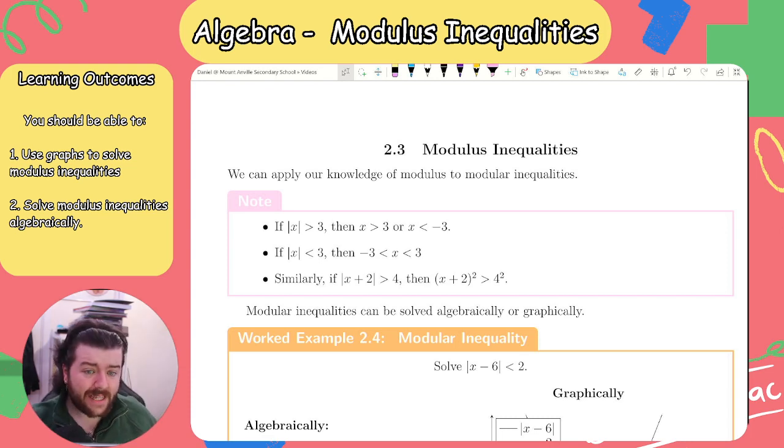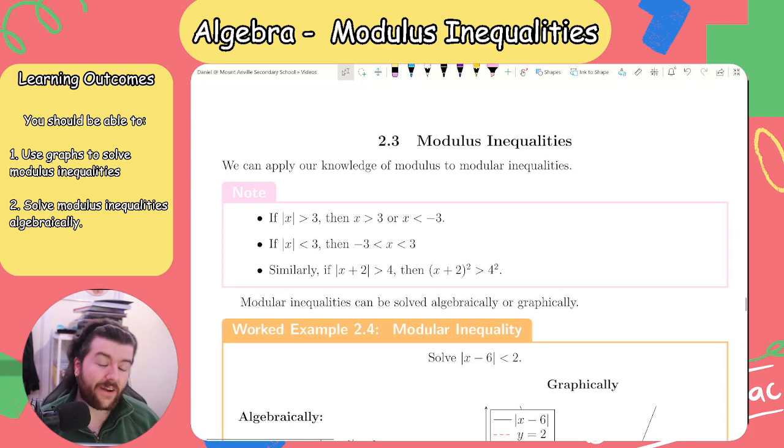Hello everyone. In this video, the final video on the modulus, we're looking at modulus inequalities. We can apply our knowledge of modulus to modulus inequalities as well.